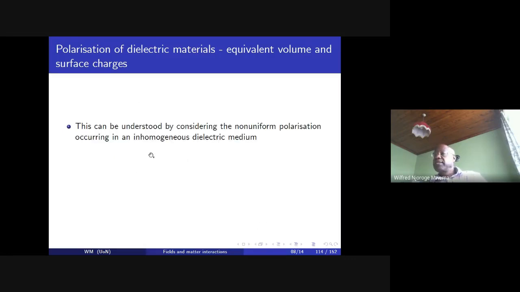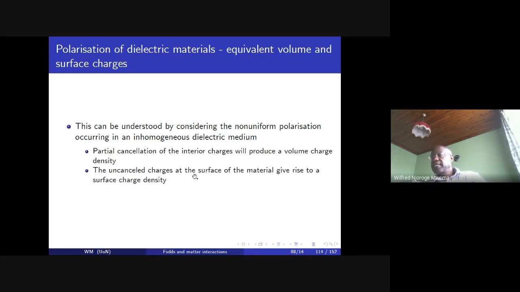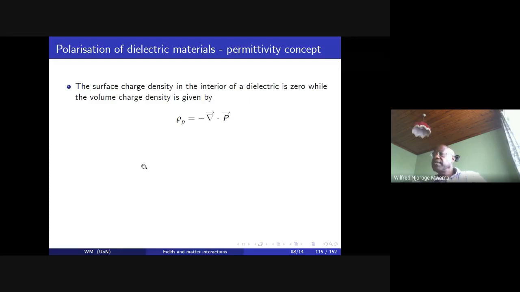So this may be understood by considering a uniform polarization that will occur in homogeneous dielectric media, when we deal with those later. So partial cancellation of the interior charges will produce a volume charge density, and uncancelled charges at the surface of the material will give rise to the surface charge density, and that connects the mathematics to the physical. So the surface charge density in the interior of the dielectric will be zero, while the volume charge density will be given by rho p equal to minus del dot P prime.